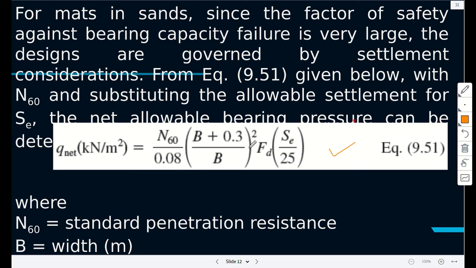So given below with the N60, you remember the N60 we talked about? The N assuming 60% efficiency, and substituting in the allowable settlement for SE. So SE is the settlement. So for example, we've said the problem, especially in loose sands, is settlement. So you have to determine what your allowable settlement is. Normally, it should be governed by the length of the foundation. Is it the length of the foundation?